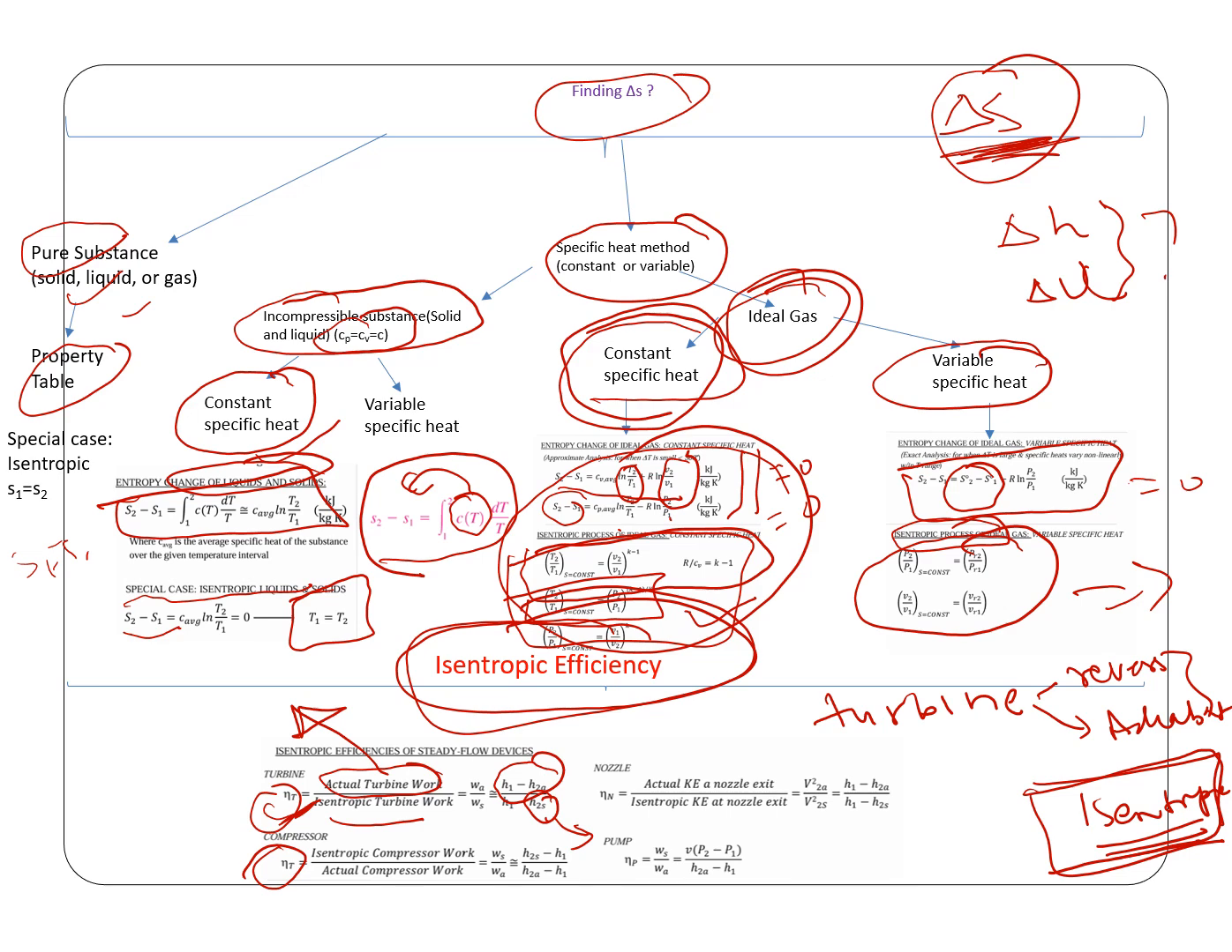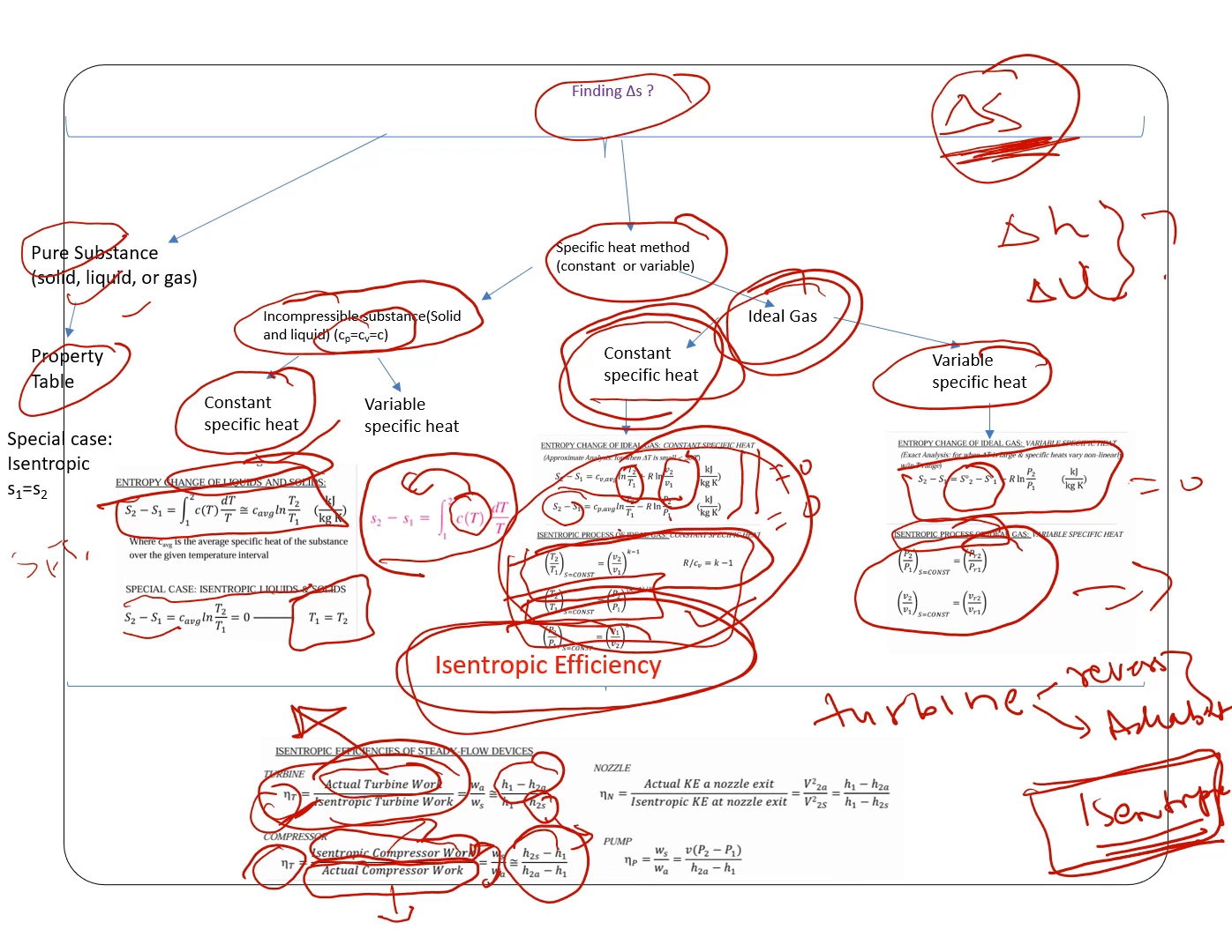The lower the value of the work you need to do in the compressor, the better it is. So the isentropic compressor work is lower than the actual work. That is why you have the isentropic compressor work in the numerator, and the actual compressor work is greater than the isentropic compressor work. That's why this is opposite as compared to the turbine. Again, you should know how to get these values from the table or using the specific heat method.